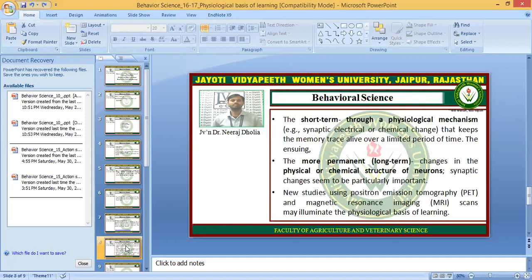There are two types of memory. One is short term, which is accompanied by a physiological mechanism, for example synaptic, electrical and chemical changes that keep the memory trace alive over a limited period of time. The second is the more permanent or long-term memory, which is caused by changes in the physical or chemical structure of the neurons. The synaptic changes seem to be particularly important. New techniques like PET and MRI scans may illuminate the physiological basis of learning.